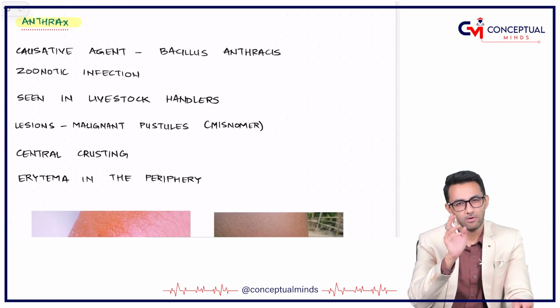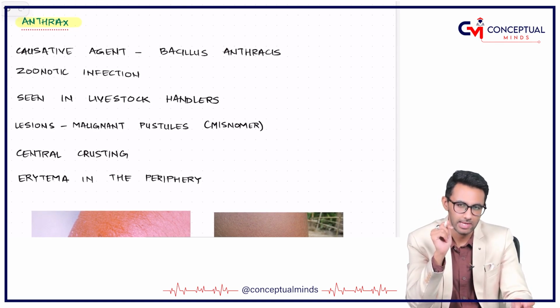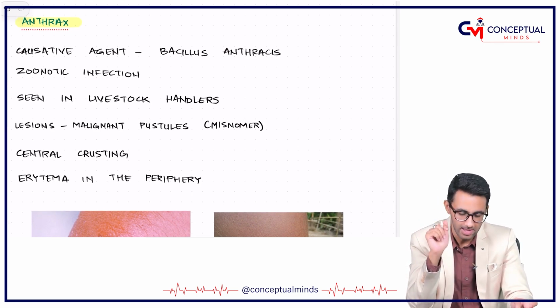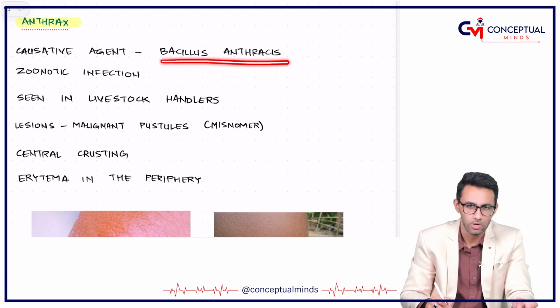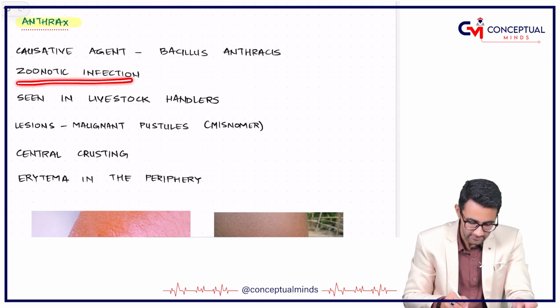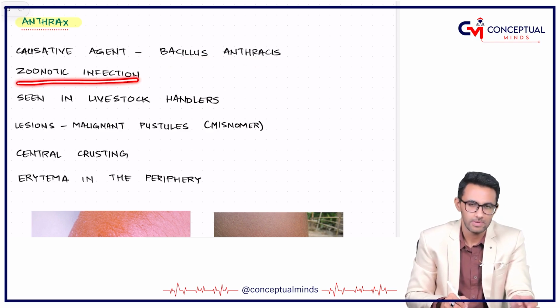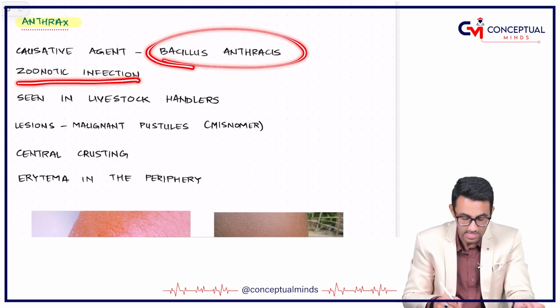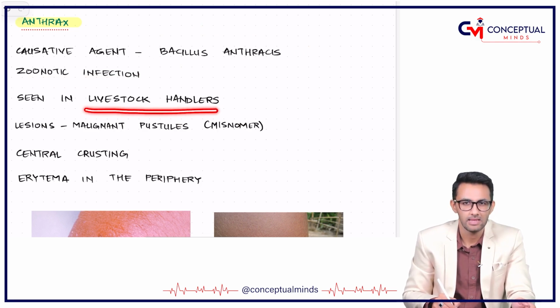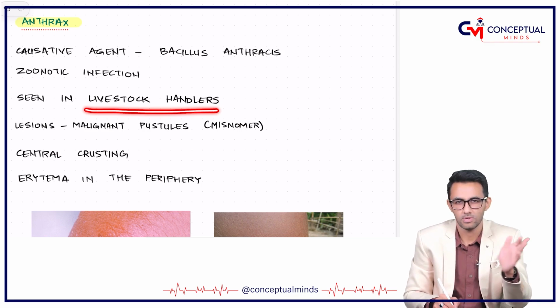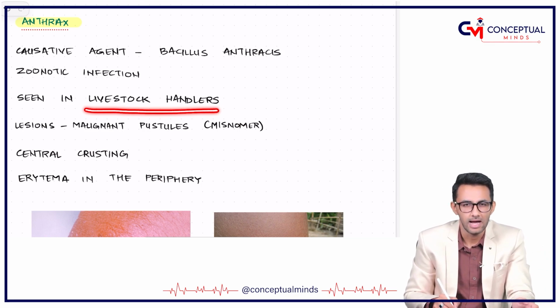We read about two things, pulmonary and cutaneous, and we are reading about the cutaneous part, the Hyde Potter's one. Bacillus anthracis is the one causing it. It is a zoonotic infection, transferred from animals to human beings. It is seen in livestock handlers and in people from the leather industry, usually those who transport the hide, that is the skin of the animals.